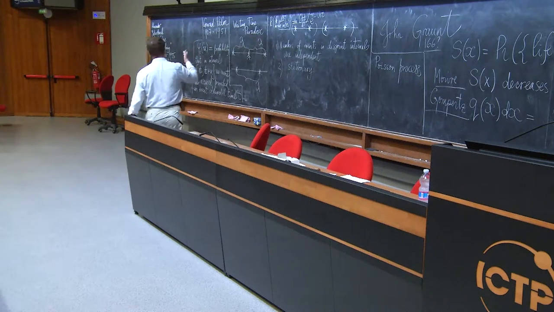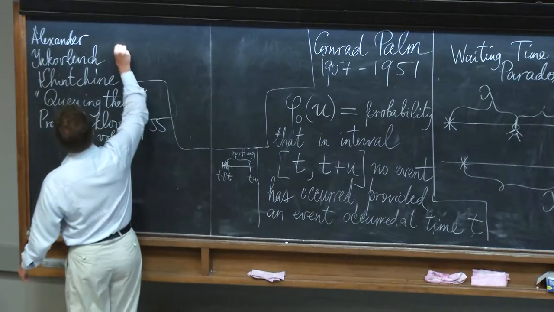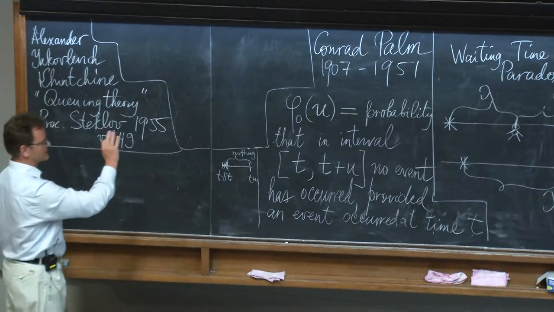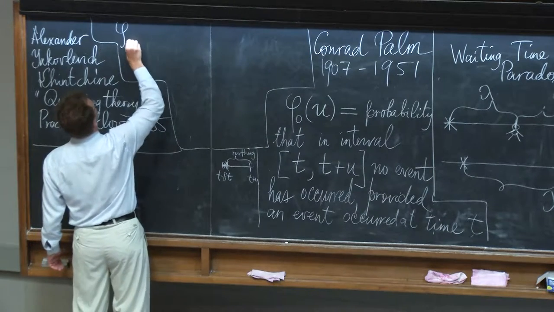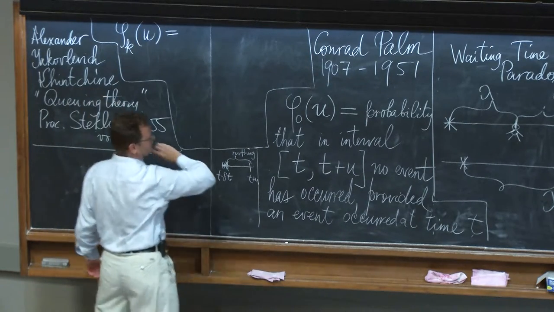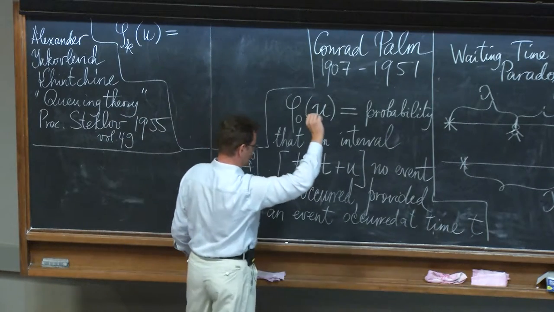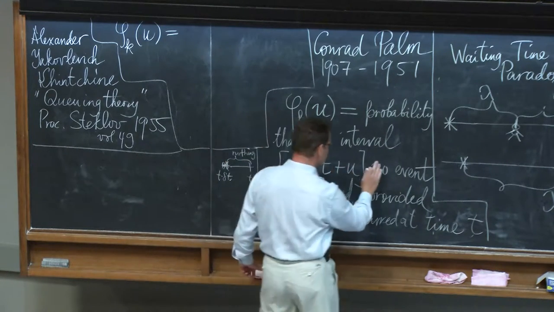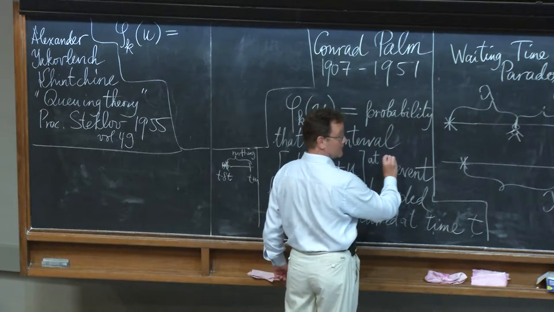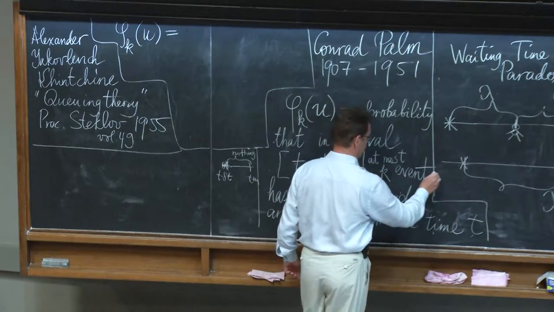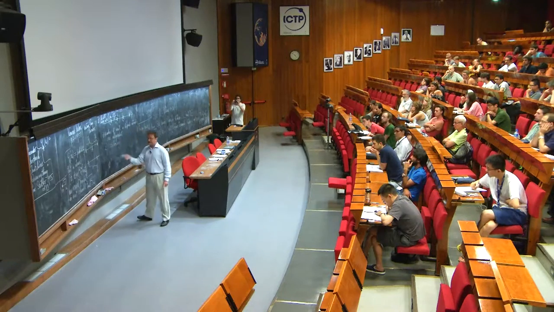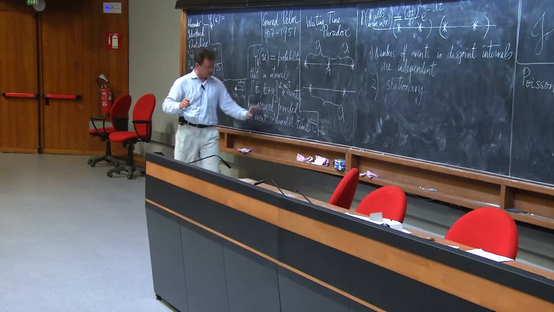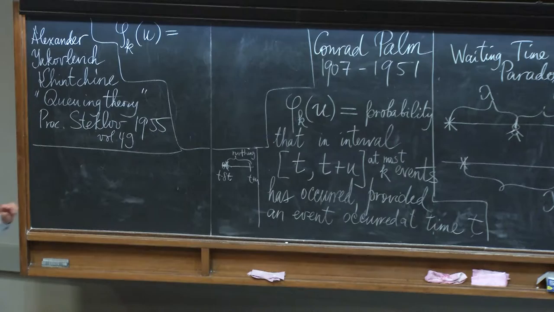In fact, it's not enough. This phi naught is not enough. It is necessary to consider a more general Palm function. So Khinchin gave to these functions the name of Palm functions. And so it is also the function phi k of u, which is the probability that in an interval at most k events occurred, provided an event occurred at time t. Let me just write it here. Yes, so phi k.